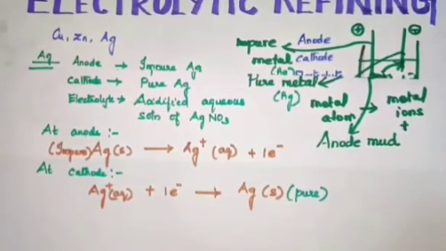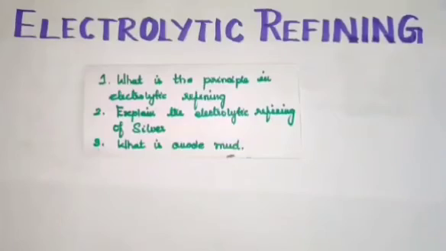Just like silver, we can purify other metals such as copper and zinc. From this topic, these questions are possible. They are: What is the principle in electrolytic refining? Explain the electrolytic refining of silver. What is anode mud?